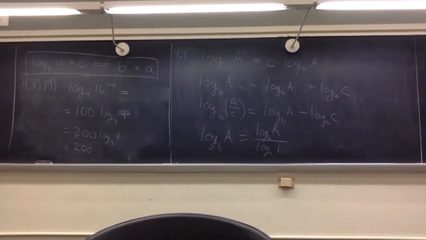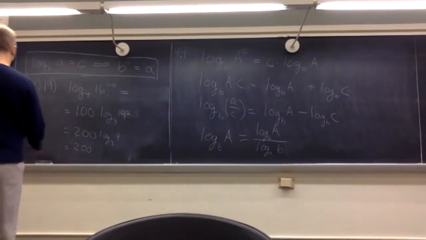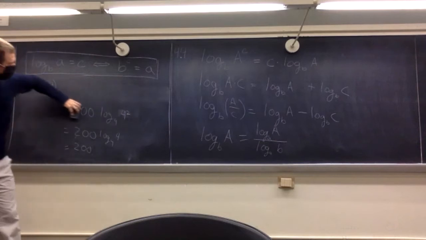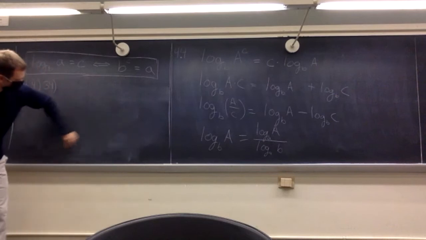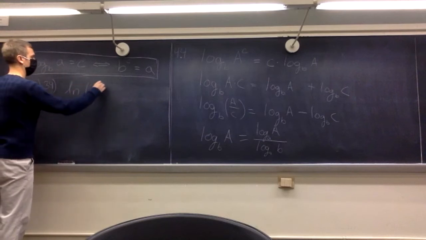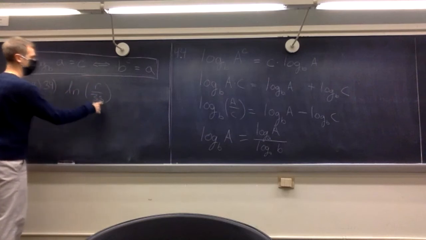34. Use the laws of logarithms to expand the expression. Give me a second to finish writing here so I don't erase. I don't want to erase the rules because they're out of the toolbox. All right, 34 says natural log of R over 3S. S, not a 5.